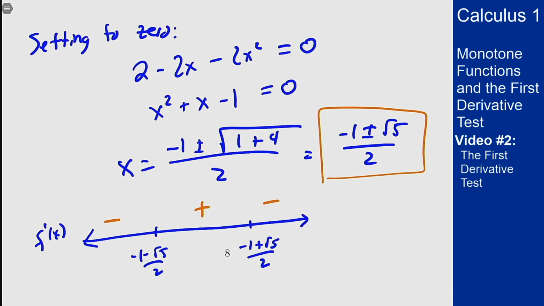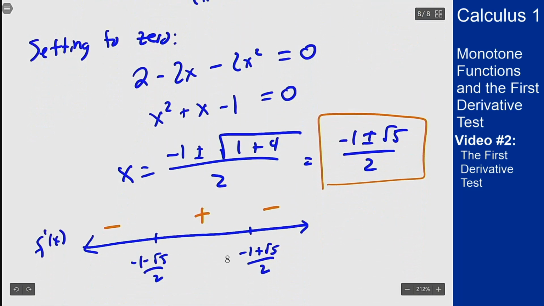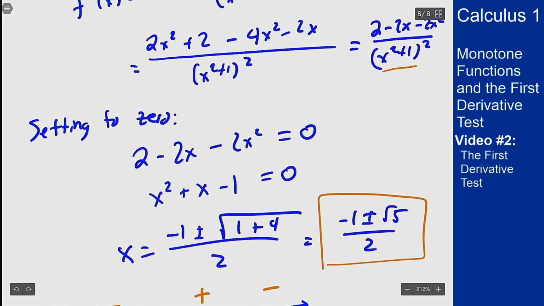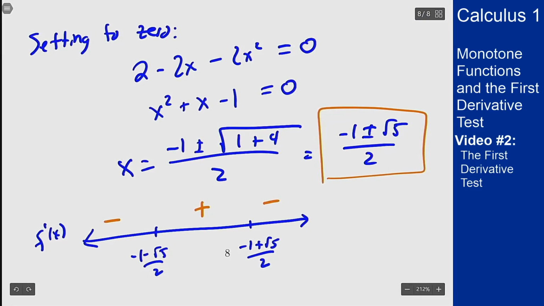I can also plug in numbers. So if I plug in 0, because 0 falls between these two values, since root 5 is bigger than 1, I get 2 over 1, so that's positive. If I plug in something like 5, because it's definitely bigger than the outside, I'll get a negative number, and if I plug in something like negative 5 as well, I'll also get a negative number there. That'll give me these signs here as well.